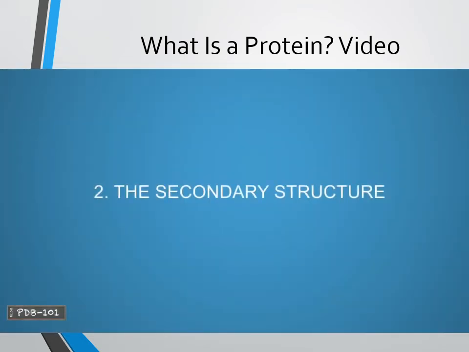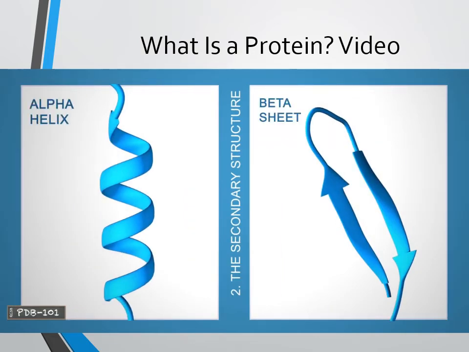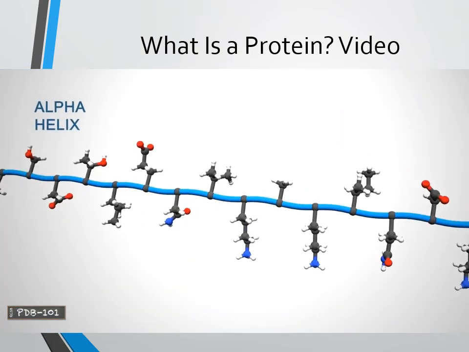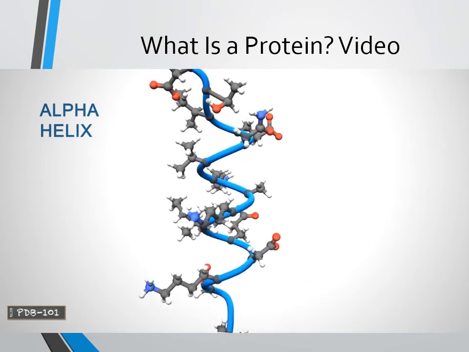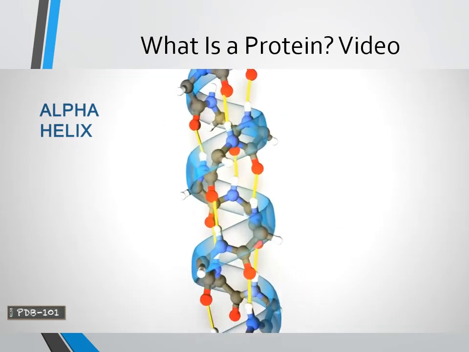Protein chains often fold into two types of secondary structures, alpha helices and beta sheets. An alpha helix is a right-handed coil stabilized by hydrogen bonds between the amine and carboxyl groups of nearby amino acids.